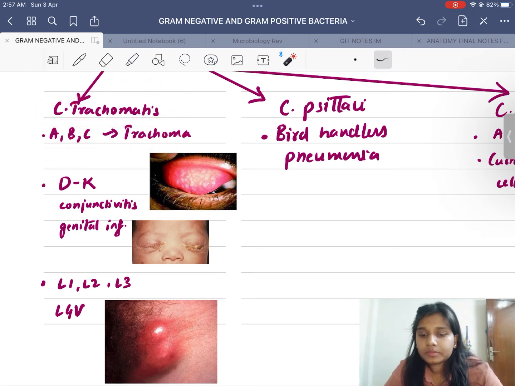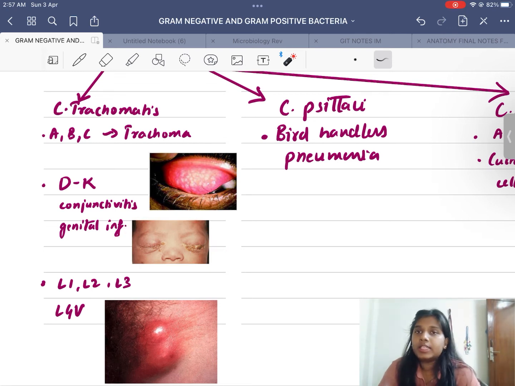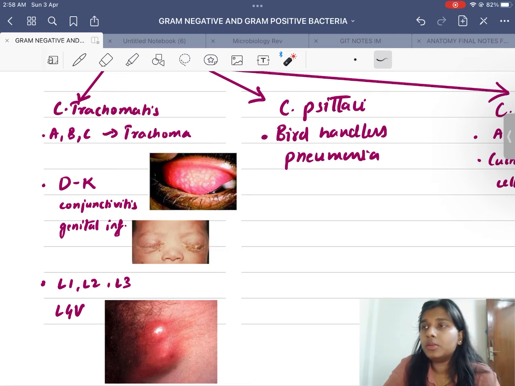Now trachoma, we'll study more about this in Ophthalmology. This is the image of trachoma. If you remember, we use the SAFE strategy for trachoma. Then chlamydia D to K causes conjunctivitis. This neonatal conjunctivitis which you see here is caused by chlamydia. Also, what was the most common cause of PID, pelvic inflammatory disease? That was also chlamydia.